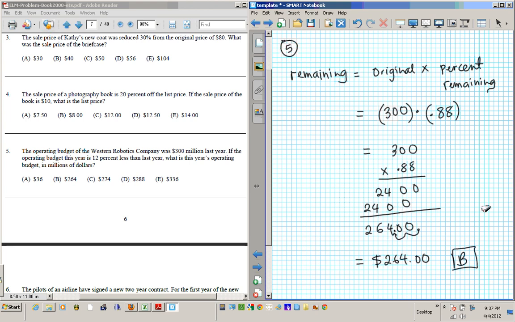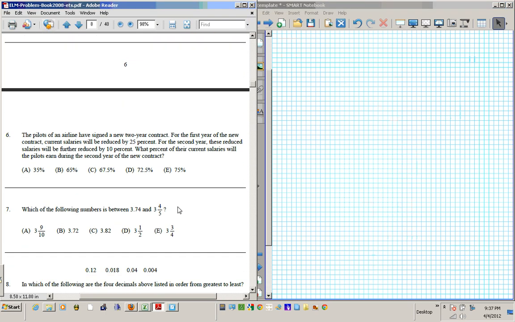All right, let's move on to question number 6. It says the pilots of an airline have signed a new 2-year contract. For the first year of the new contract, current salaries will be reduced by 25%. For the second year, these reduced salaries will be further reduced by 10%. What percent of their current salaries will the pilots earn during the second year of the new contract?